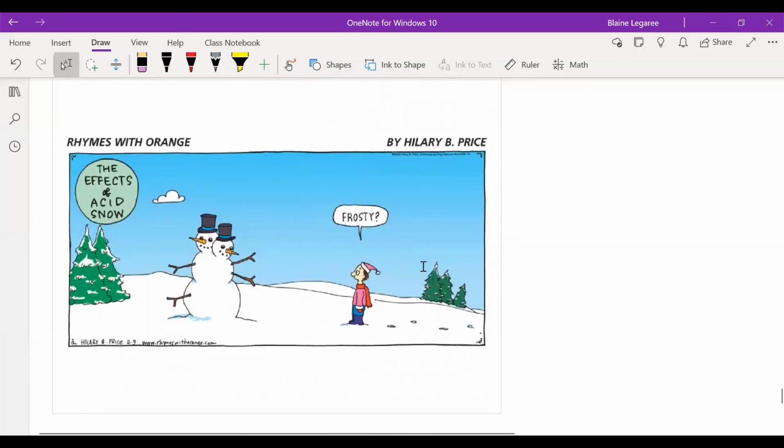So this is where I'm going to finish off today, just a cute little cartoon. It says here the effects of acid snow, and you can see the little snowman has become a mutant. So a little joke for you for one day.